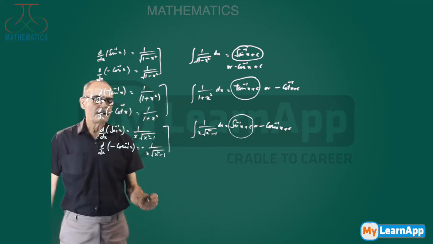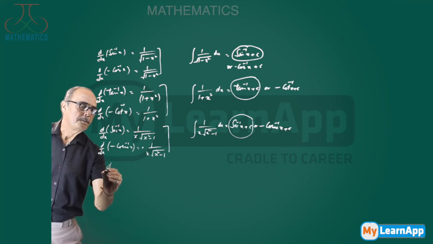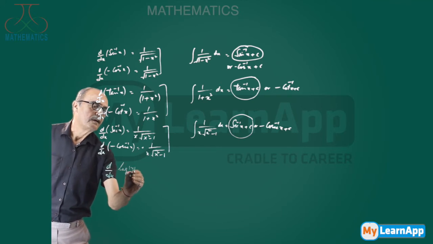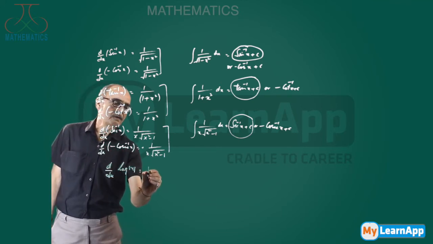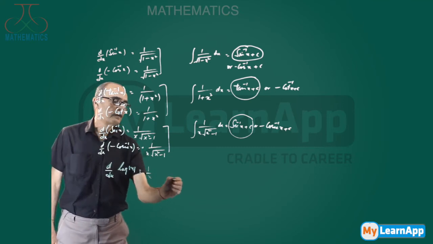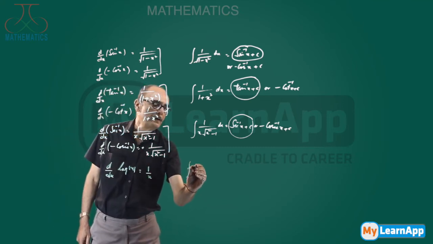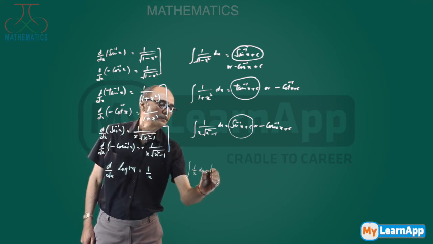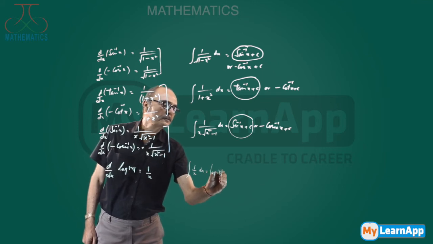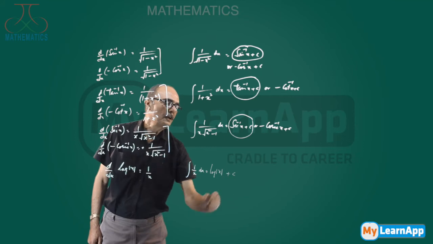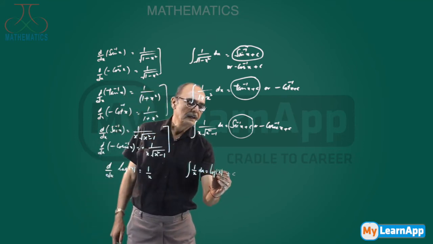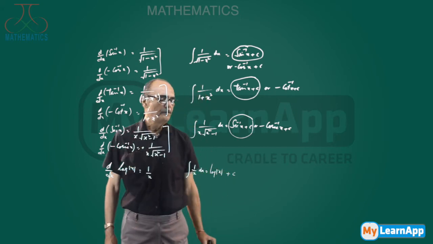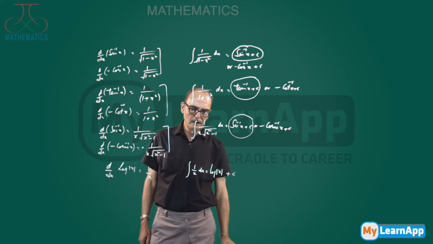Then next is d upon dx of log of x. So, this is 1 by x. So, therefore, integral of 1 by x dx equal to log of mod x plus c. We take mod here in this case only because log is defined for a positive number.